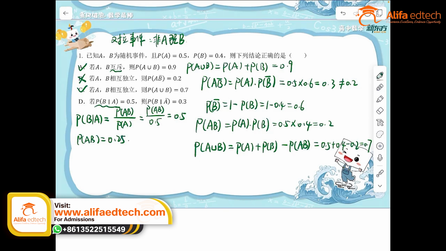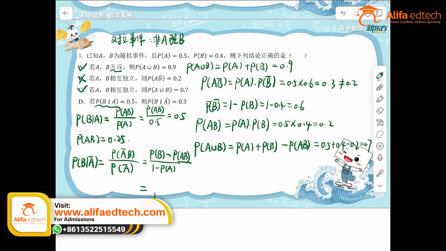Next, what we need to find is P of B given not A. Let's write out the formula first. It's equal to P(A complement B) divided by P(A complement). P(A complement) we know is equal to 1 minus P(A). Then P(A complement B) should be equal to P(B) minus the value of P(AB).